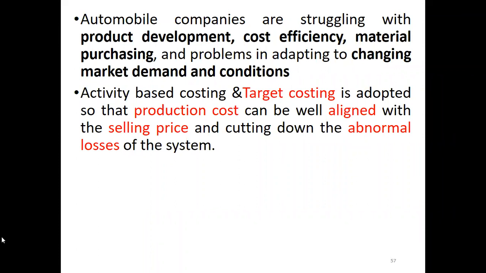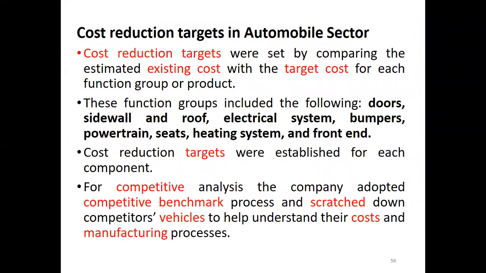We can use this activity based costing and target costing in the automobile sector to manage our cost, to reduce our cost. Now, see the cost reduction targets in the automobile sector. Which are the areas, which are the activities where I can reduce the cost as an automobile industry? Now, see, the cost reduction targets were set by comparing the estimated existing cost with the target cost. Existing cost kitna hai? On the basis of this, I can give the target of 5%, 2%, 10%. Everybody working in the organization will get the target to reduce the cost.